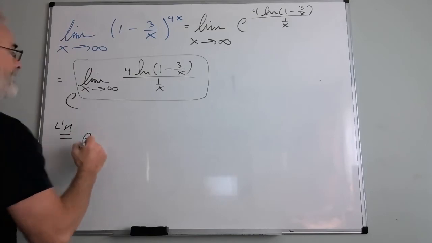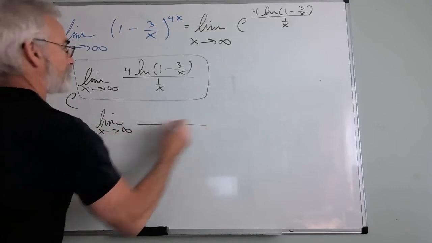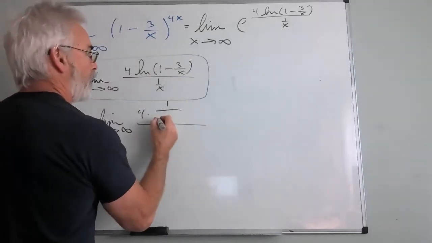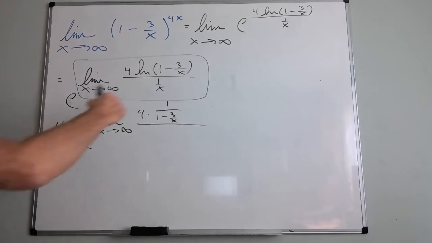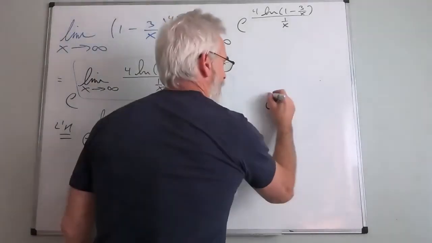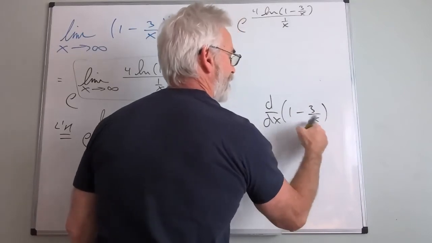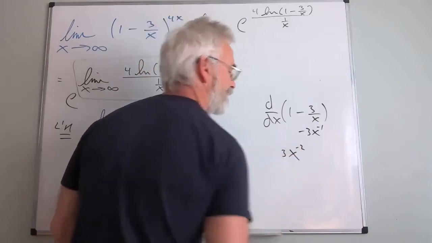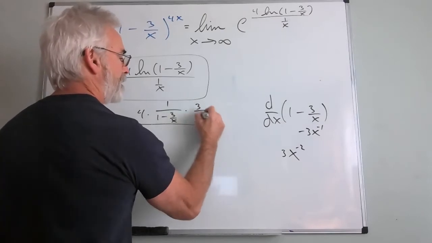So this is now e to the limit of, just like before, 4 times 1 over 1 minus 3 over x, times the derivative of 1 minus 3 over x. Well, let's see. If you can't do that in your head, then do it off to the side. That's minus 3x to the negative 1, so the derivative would be 3x to the negative 2. If you have to do it off to the side, then do it off to the side. So that'd be times 3 over x squared.